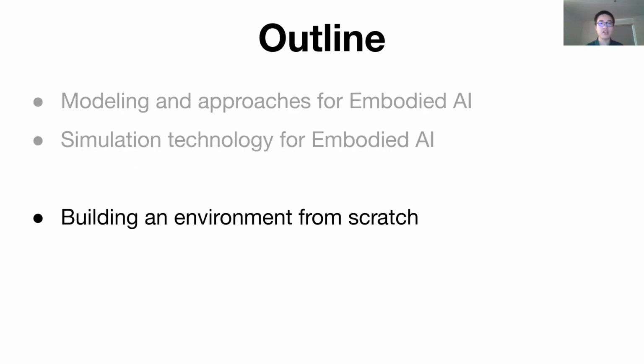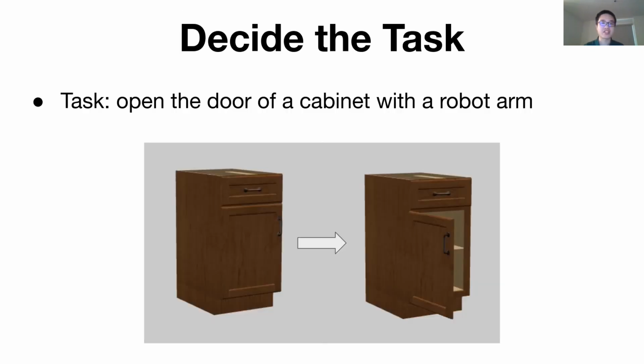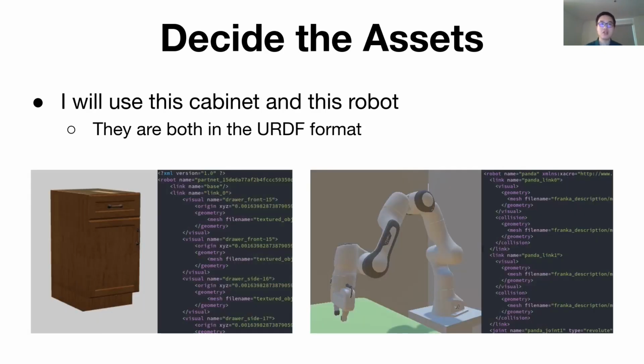To put the knowledge above into practice, let's build an environment together from scratch. Let's build an open cabinet environment. First, we need to decide the task. Here, our task is to open the door of a cabinet with a robot arm. Next, we need to define the assets. We can use this cabinet and robot shown here. They are both in the URDF format.